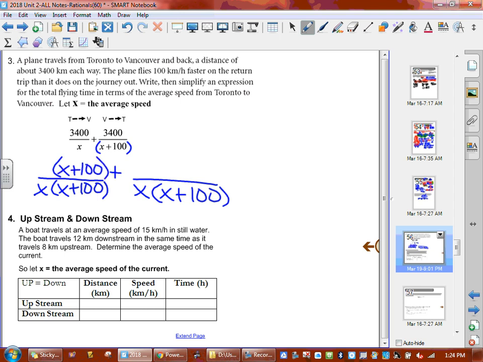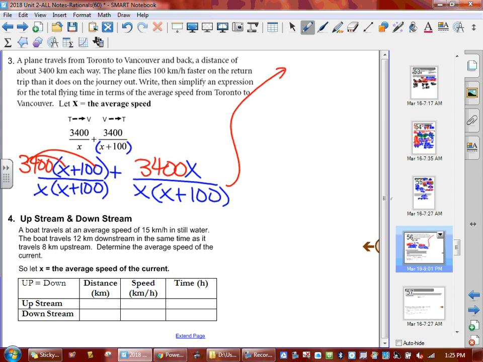Okay? And on the right-hand side, what's missing? Just the x. Now we put the numbers they gave us, 3,400 and 3,400. All we need to do is multiply that guy into the bracket, and then we're going to add like terms on top. Again, there's no equal sign for this question, so they don't want us to solve it. They want us to create just an expression.